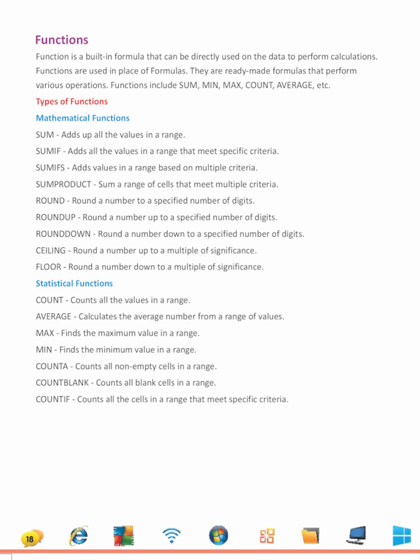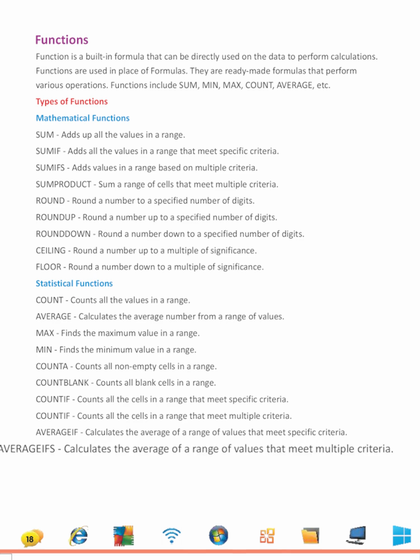COUNTIF counts all the cells in a range that meet specific criteria. COUNTIFS counts all the cells in a range that meet multiple criteria. AVERAGEIF calculates the average of a range of values that meet specific criteria. AVERAGEIFS calculates the average of a range of values that meet multiple criteria.